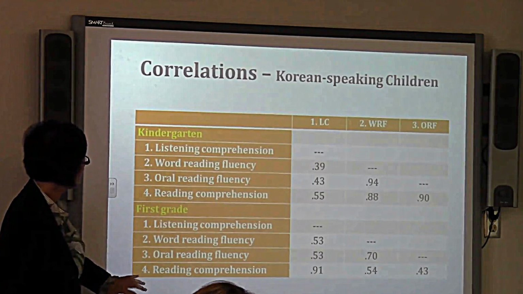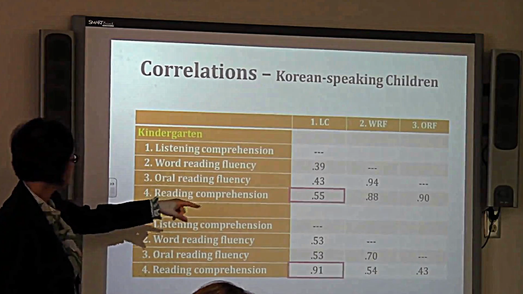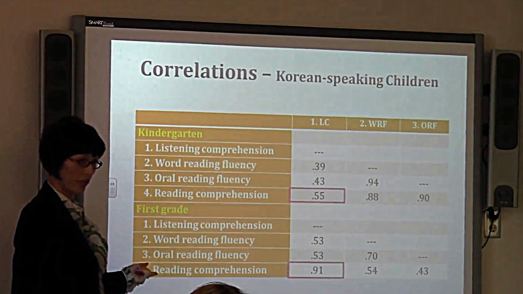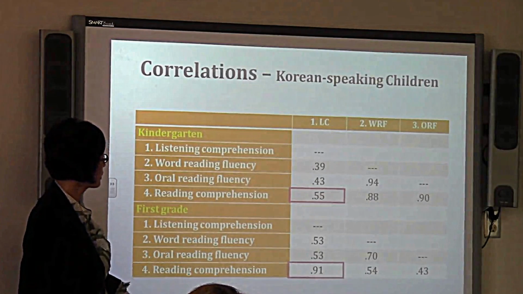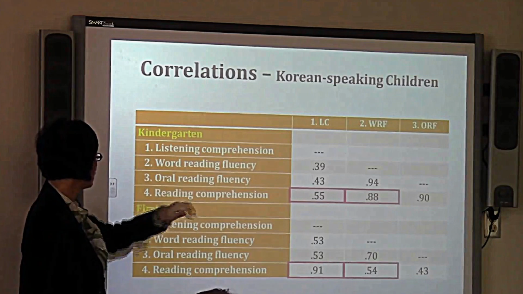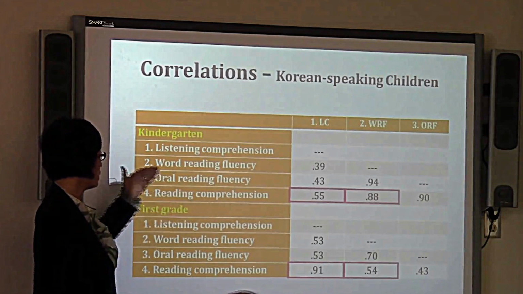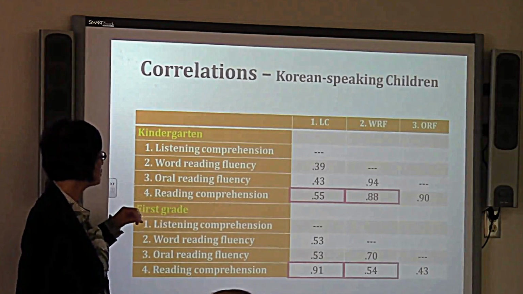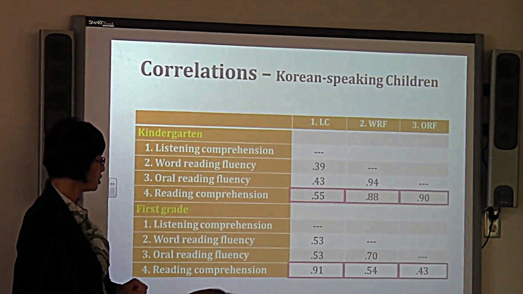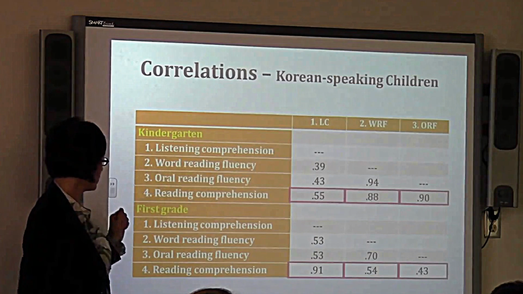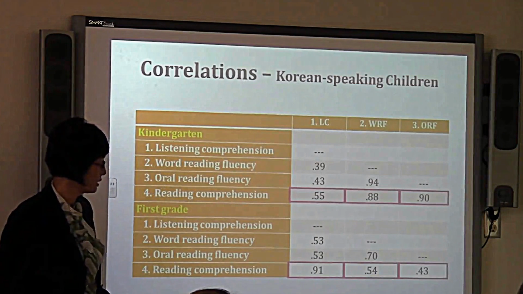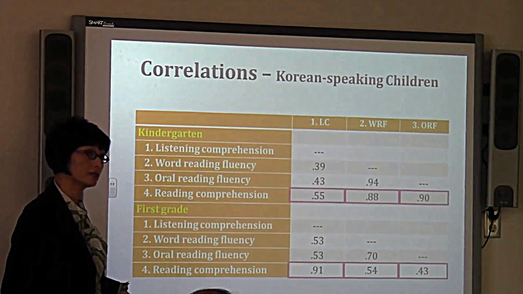So what we notice is similar. Listening comprehension and reading comprehension is more strongly related for the advanced readers in grade 1. Word reading and reading comprehension is more strongly related for kids who are in a more initial phase of word reading, which is kindergarten. And oral reading fluency is very strongly related for younger children, and then children in first grade. Okay, so very similar pattern.